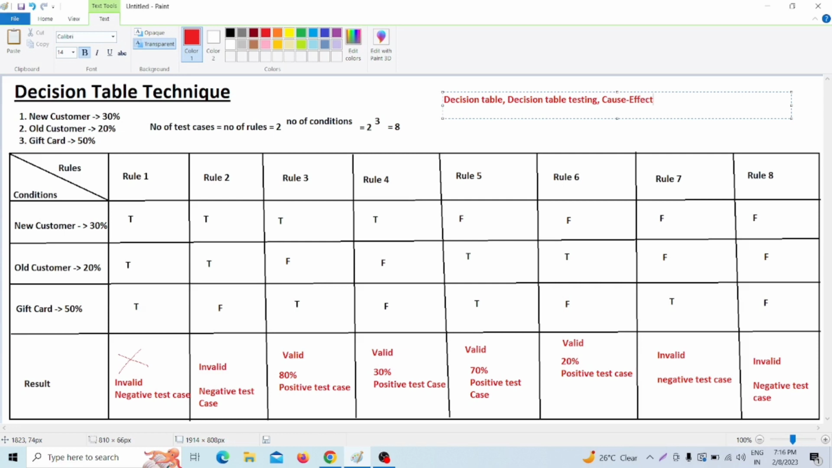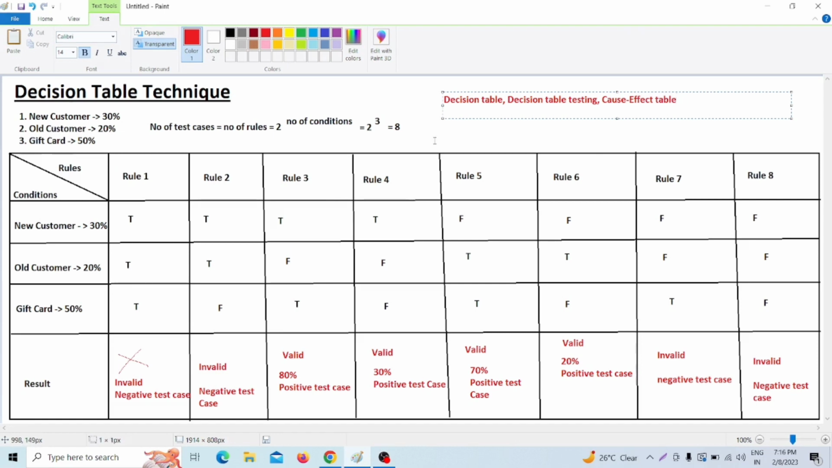cause effect table. Cause effect table. So any name you can prefer, no problem. Company to company, they can change the name. Some companies call it decision table technique. Some companies call it decision table. Some companies follow decision table testing, and some companies use cause effect table. But ultimately, they are all one, that is decision table.